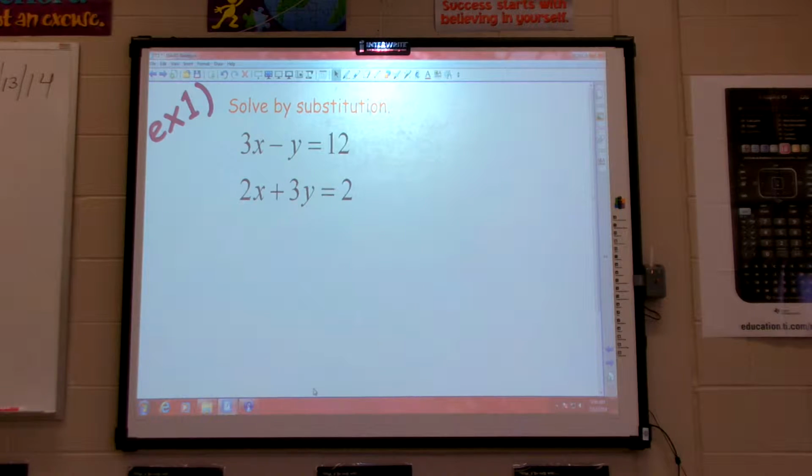Solve by substitution. So I'm telling you right now, I want you to use substitution. I will say that on a quiz or test. I'll tell you the method I want you to use. If I don't, you're free to use anything. 3x minus y equals 12. 2x plus 3y equals 2.